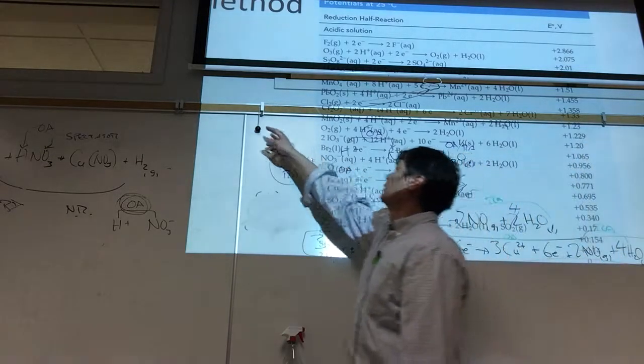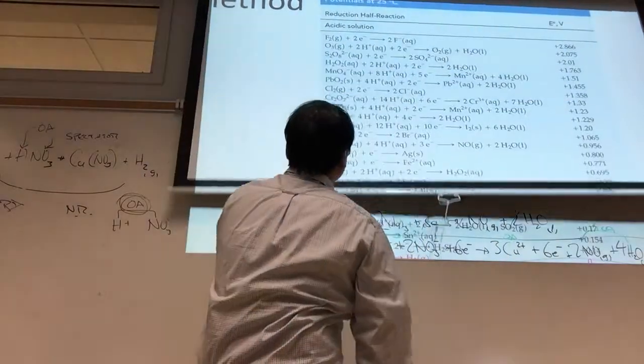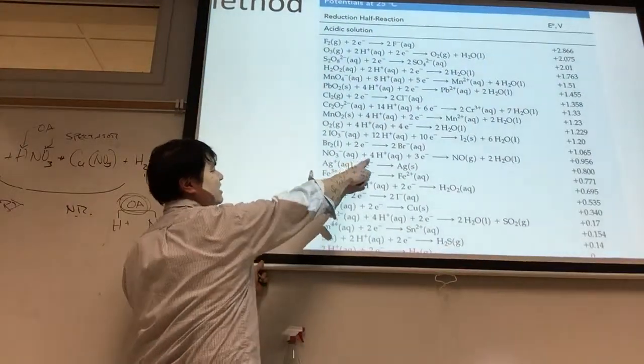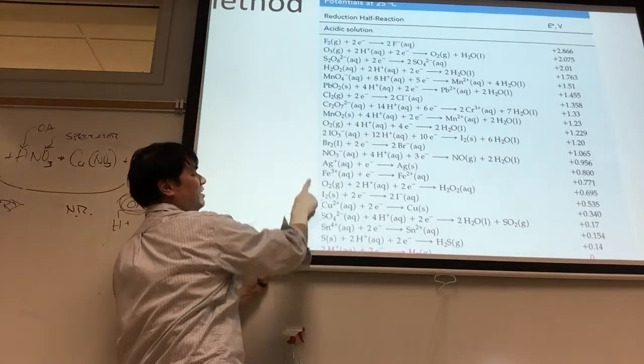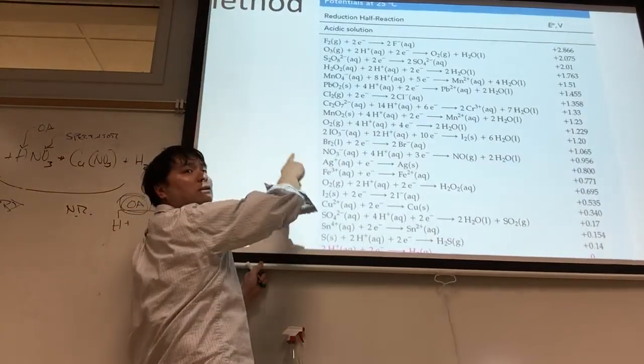Which is stronger? And so I have nitric acid here. I have copper 2 here. So it looks like nitric acid is stronger.